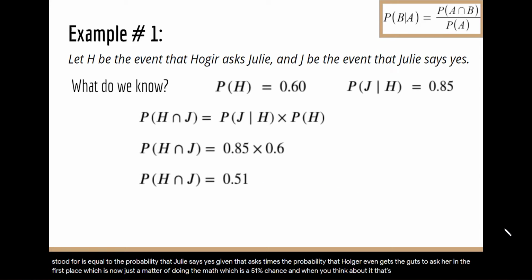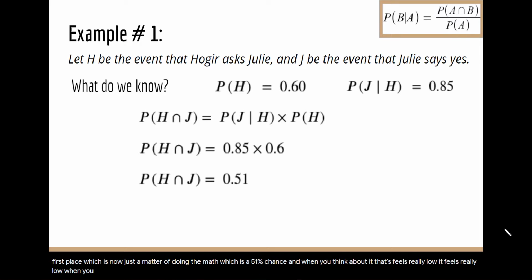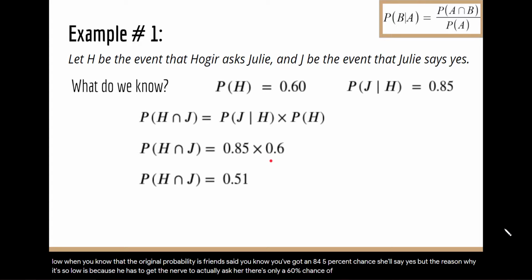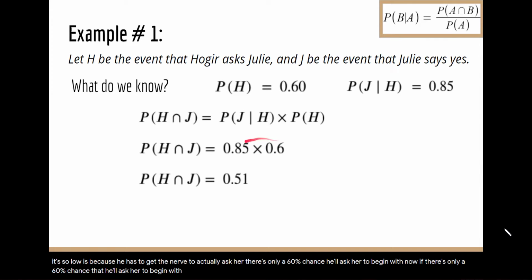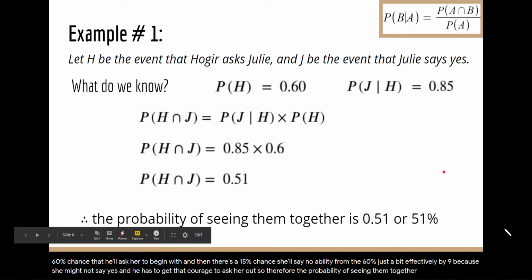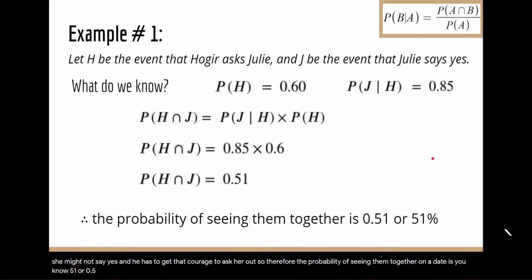And when you think about it, that feels really low. It feels really low when you know that the original probability, as friends said, is an 85% chance she'll say yes. But the reason why it's so low is because he has to get the nerve to actually ask her. There's only a 60% chance he'll ask her to begin with. Now, if there's only a 60% chance that he'll ask her to begin with, and then there's a 15% chance she'll say no, it reduces the probability from the 60% just a bit, effectively by 9, because she might not say yes, and he has to get that courage to ask her out. So therefore, the probability of seeing them together on a date is 51 or 0.51 or 51%.